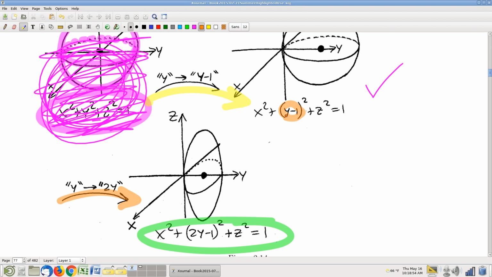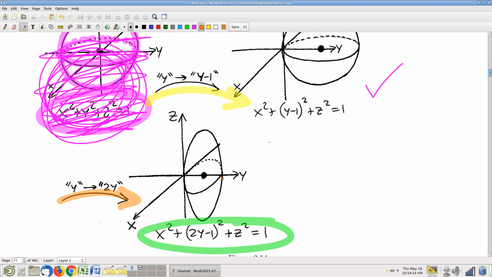This original story has served its purpose. We don't need it anymore. We're not interested. It's irrelevant at this point. I know that this equation gives me that surface, and this is what I'm going to transform. So ignore all that over there. Okay. All right. So y becomes 2y, like so. We get the equation we wanted.